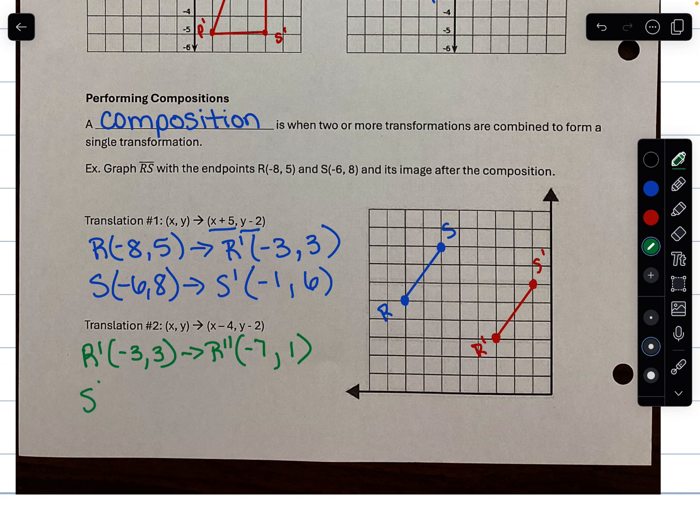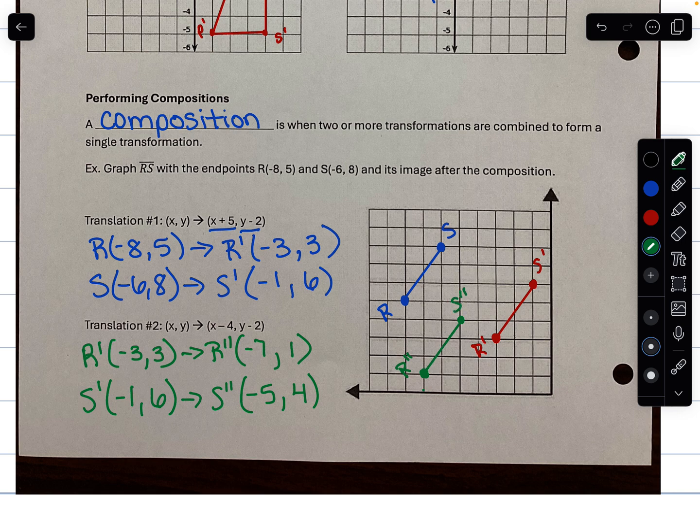Okay, same thing with S. We're going to take S prime, which was negative 1, 6, and find S double prime. Negative 1 minus 4. Negative 5. And 6 minus 2. 4. And then we just plot those points. So negative 7 would be here. Up 1. And then negative 5, 4.